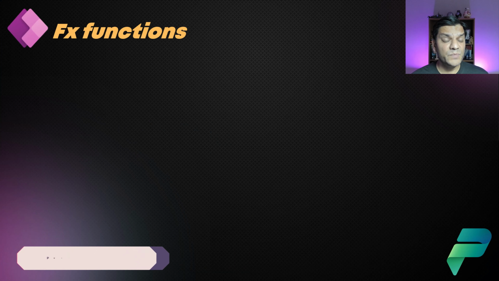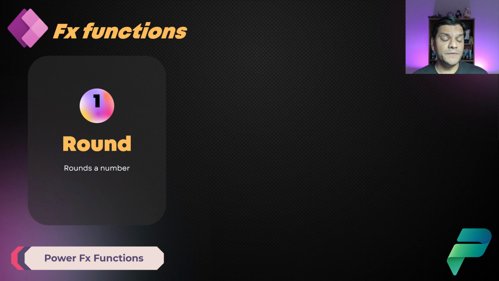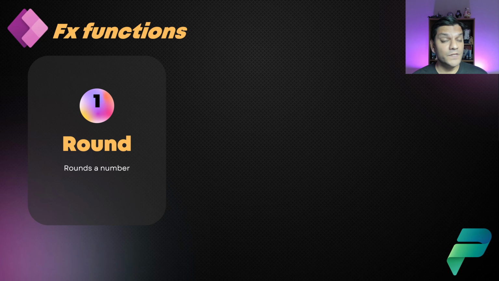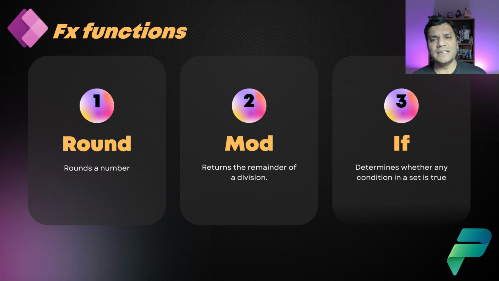Before we start building the Canvas app, here's a quick overview of the Power Fx functions that we're going to use. The first one is the Round function, which basically rounds a number. The second one is Mod, because that returns the remainder of a division. And the third one is the If function, because you and I know that's a very common one. It helps to determine whether a condition is true or false.